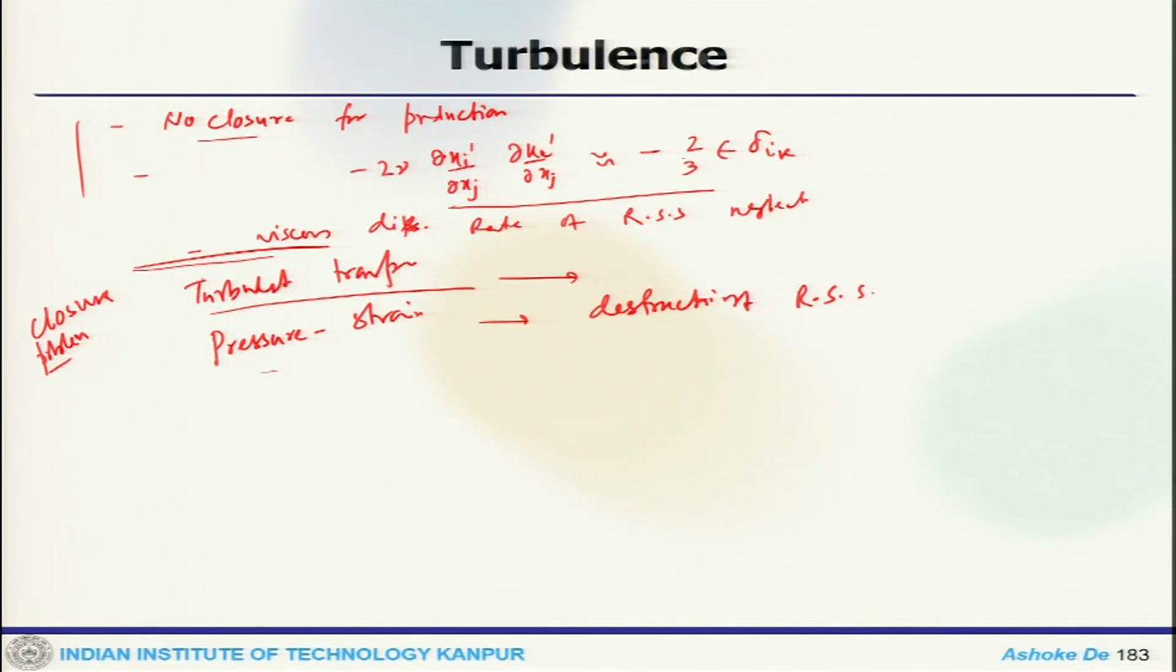Now, this particular set of equations is computationally expensive because in total you have 11 equations: 3 from momentum, 6 equations from the Reynolds stress, and 1 equation from the viscous dissipation.